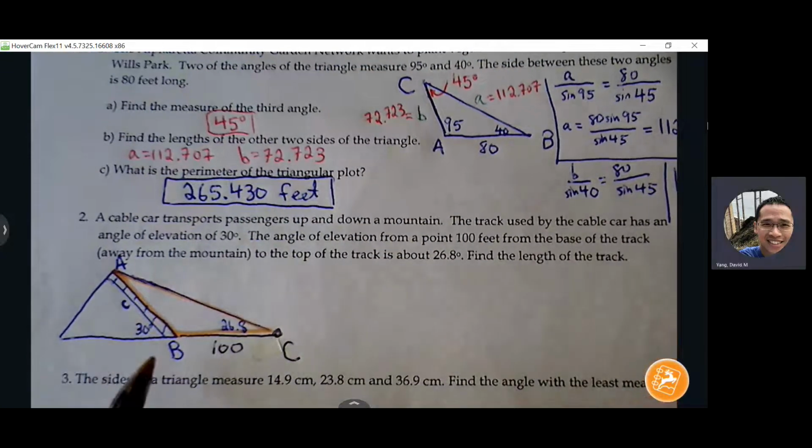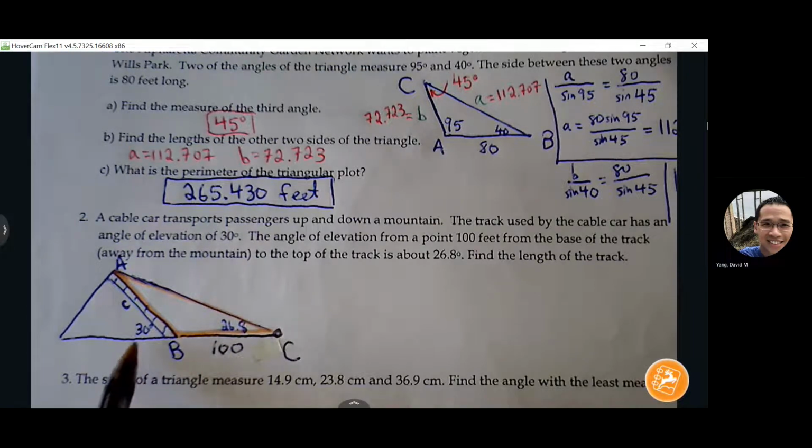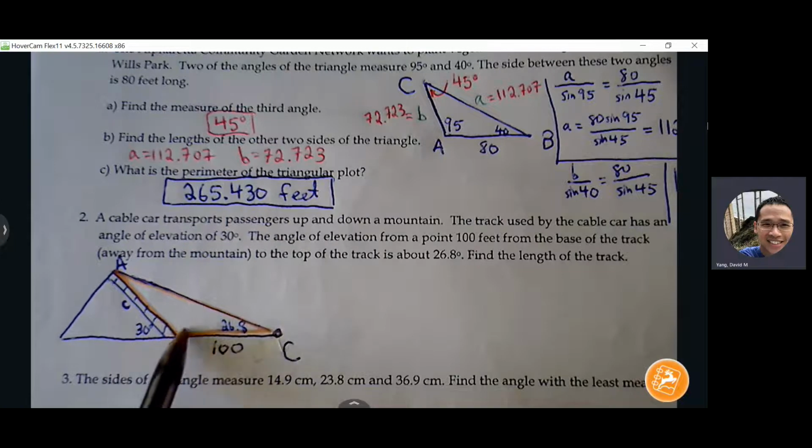Now, we have side BC, we have angle C. Is there any way for us to find angle B? Subtract from 180, yeah, because you know that this 30 is going to help us find it. We know 30 and whatever angle this is going to add to be 180. So what's 180 minus 30?